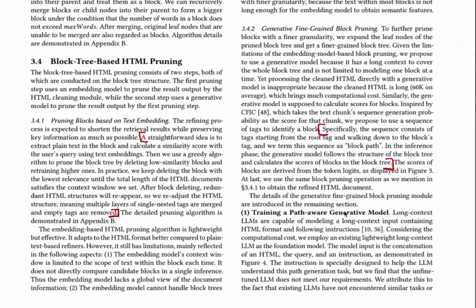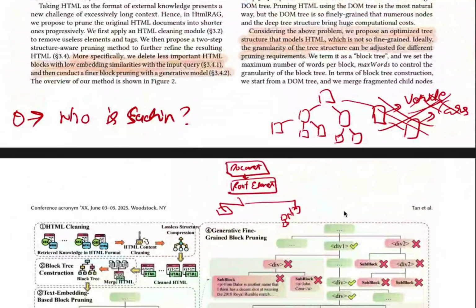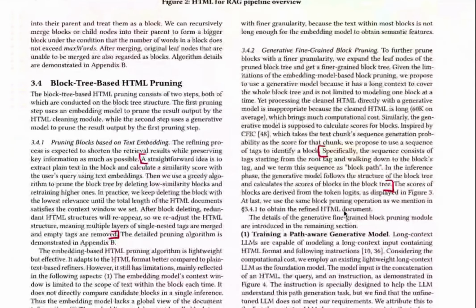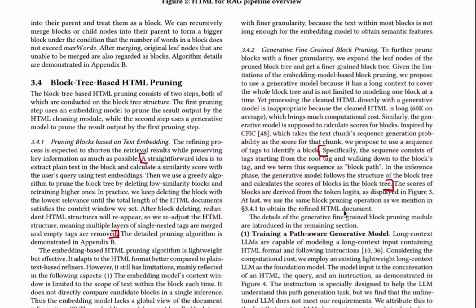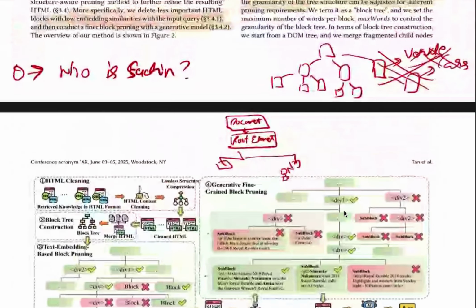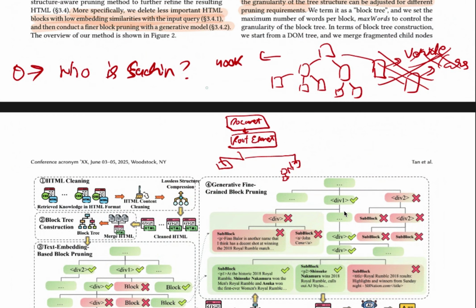We already talked that if a block doesn't have a good similarity score, it will be removed. In practice, we keep deleting the blocks with the lowest relevance score until the total length of the HTML document satisfies the context window that is set. Let's say this whole tree was 400k words, and the context window is only, let's say, 20k. Even 120k is the ideal window right now for GPT models, I think.